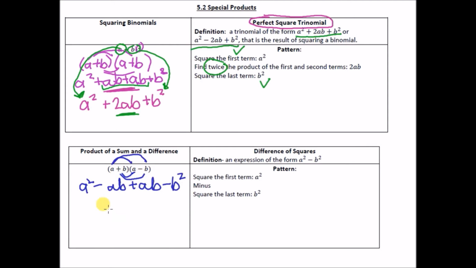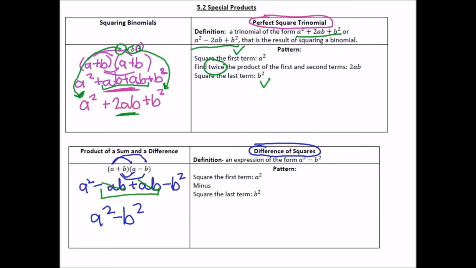So the important part of this pattern is, again, these middle two terms. We now have negative ab and then positive ab. Those cancel out because one's positive 1 and one's negative 1. Okay, and we're left with a squared minus b squared. When we have this, there's a pattern. This is called difference of squares.